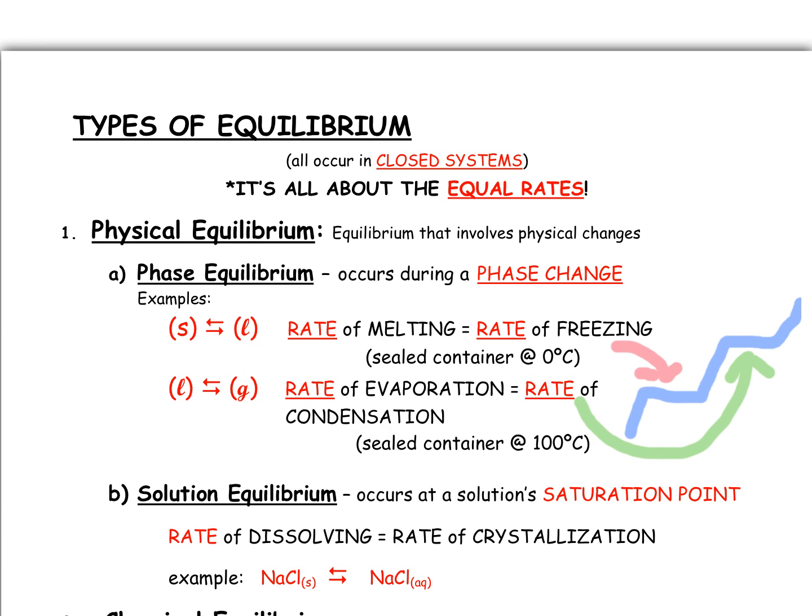The other type of physical equilibrium is solution equilibrium. This occurs at a solution's saturation point. So we're talking about a saturated solution. When we first discussed saturated solution, I showed you a picture of a beaker. In that beaker, we had a solution. We said it was at saturation. So the maximum amount of solute that could be dissolved has been dissolved. If I were to add more crystals, then we had dissolving occurring here.